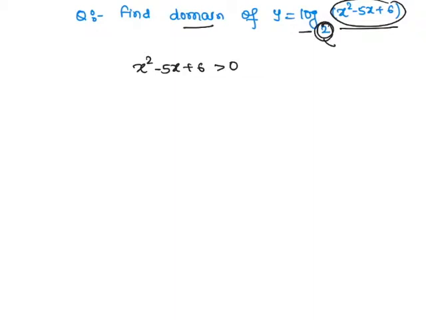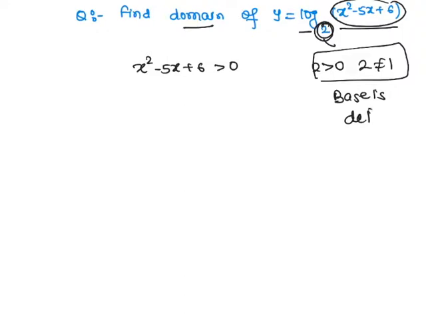So that is 2. So 2 is always greater than 0 and not equal to 1. So this is valid. Correct? That is, the base is defined. Correct? Now for this expression, we know the wavy curve, so we can solve this one easily. x squared minus 5x plus 6, we can factorize: x minus 2 into x minus 3 greater than 0.